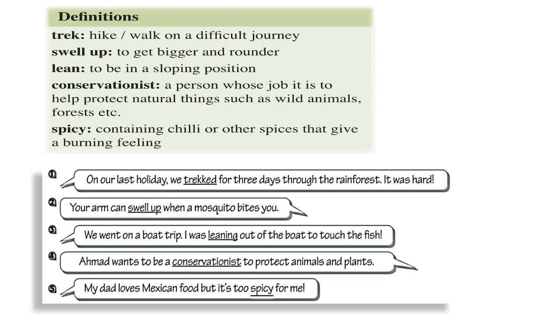Number three, we went on a boat trip. I was leaning out of the boat to touch the fish. يعني طلعنا في رحلة بالقارب وكنت منحني أو بميل من على القارب لكي ألمس السمك. Number four, Ahmed wants to be a conservationist to protect animals and plants. يعني هو عايز يكون مختص في البيئة to protect كي يحمي animals and plants. My dad loves Mexican food but it's too spicy for me. أبي يحب الأكلات المكسيكية ولكنها spicy for me.